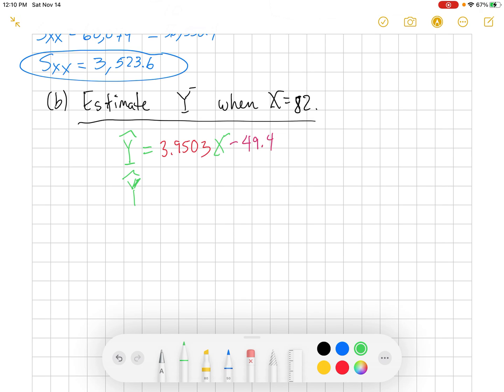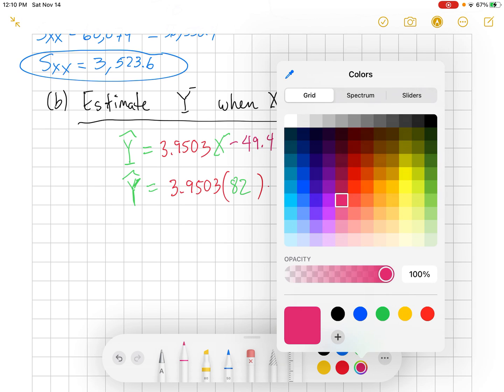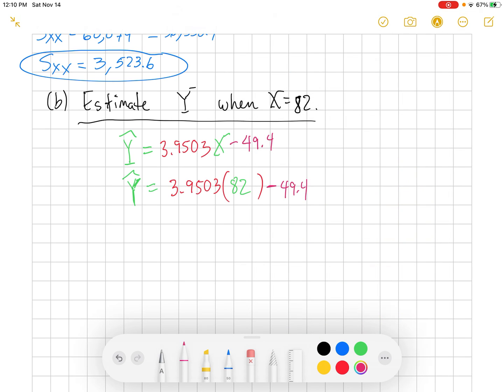So what I'm going to do is plug in 82 in place of x. So we're going to have 3.9503 times 82 minus 49.4, and we're going to calculate that in our calculator. I'm going to do 3.9503 multiplied by 82, and then subtract from that 49.4. You get about 274.5.